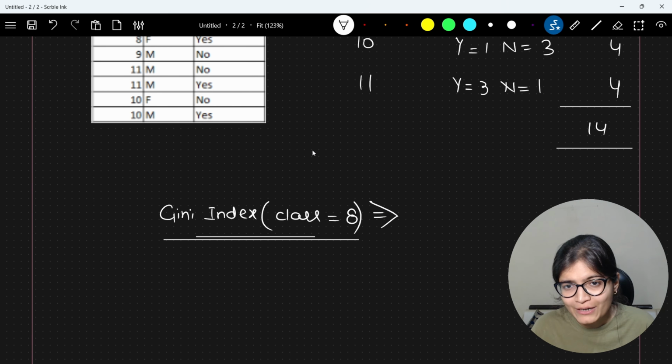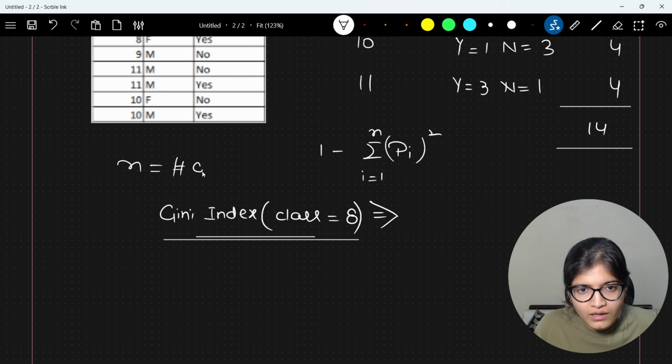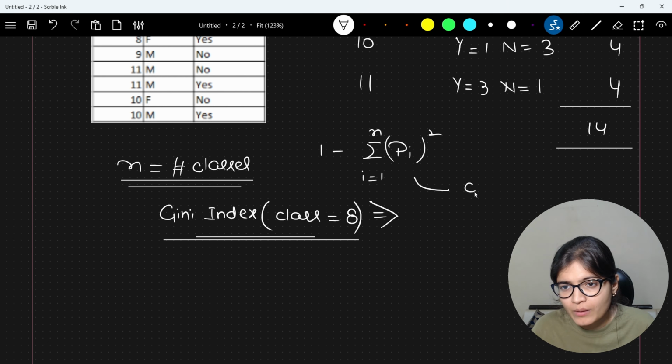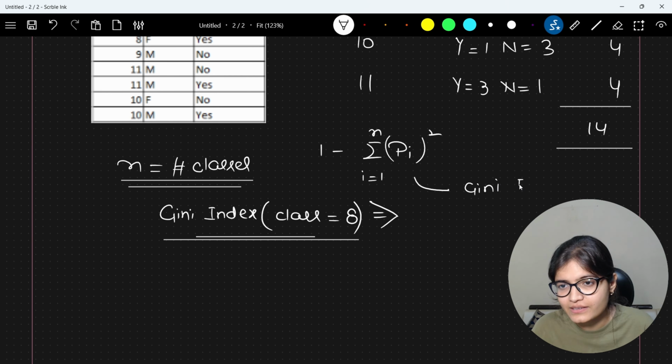Now, the formula to calculate the Gini index is 1 minus the summation of P of i whole square, where i equals 1 to n, and n indicates the number of classes we have. So this is the way to compute the value of the Gini index. Is it clear?